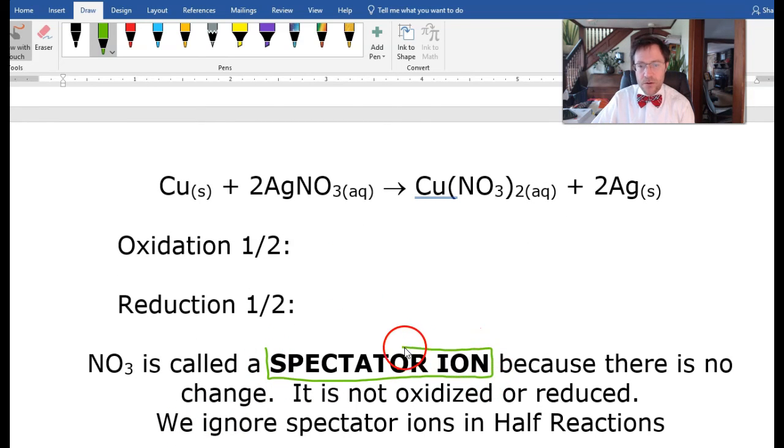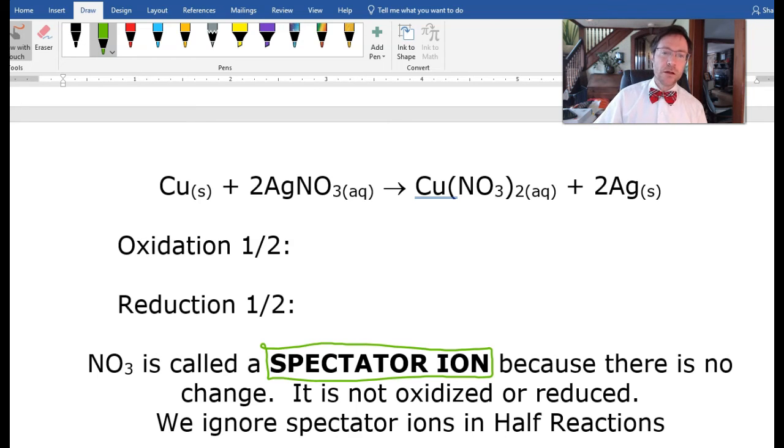Now let's do this. You know what I'm gonna do? I'm gonna do this backwards. I'm going to give you the definition of a spectator ion, and then I want you to see it in action. So the NO3 in this case is going to be the spectator ion because it doesn't do anything. I want you to kind of clue in on that. It just sits there, and we just ignore them in a half reaction because they're not oxidizing, they're not reducing. Right? You got it? So spectator ions don't change at all.